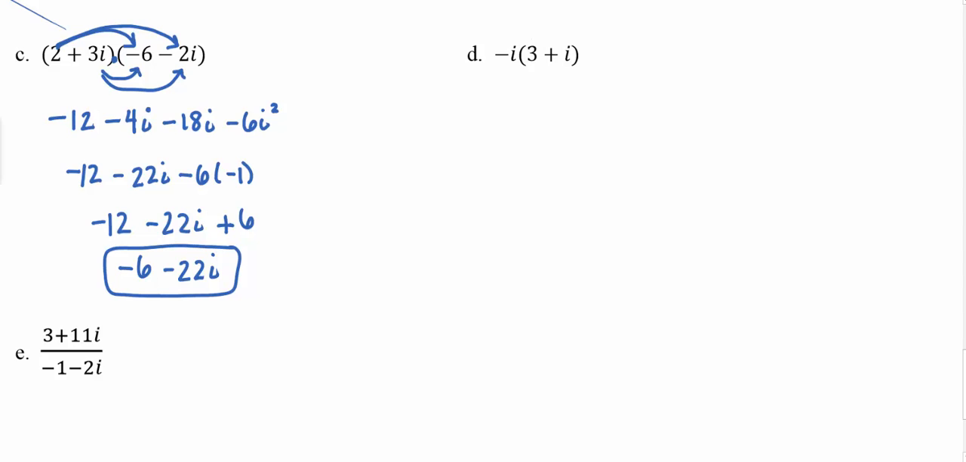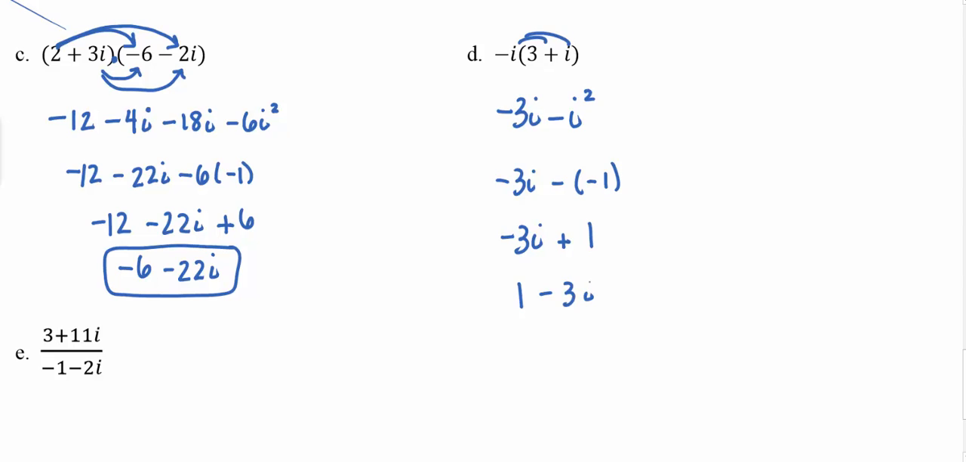Part D, I'm just distributing. So I've got negative 3i minus i squared. Now, do you remember what i squared is? I hope so. We just did one. It's a negative 1. So all I'm doing is substituting in negative 1, so that's negative 3i plus 1. But remember, we want this to be in standard form. So the real number should come first and the imaginary come second. So that is 1 minus 3i.